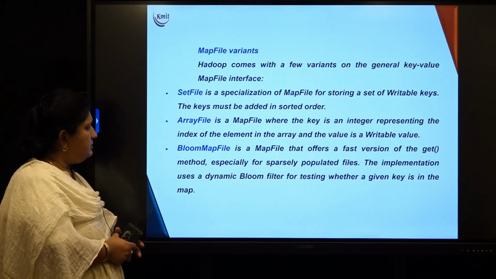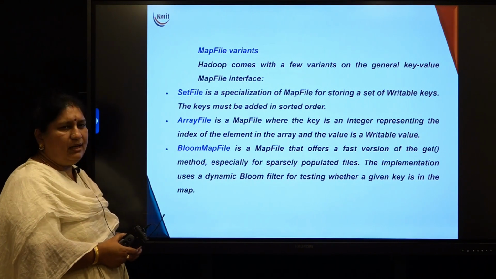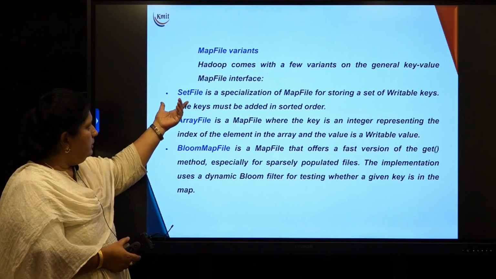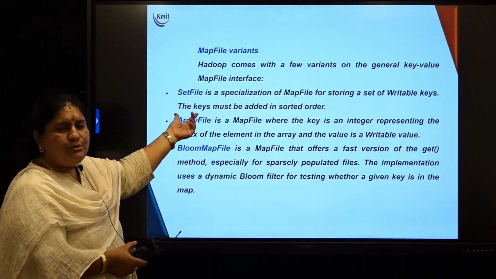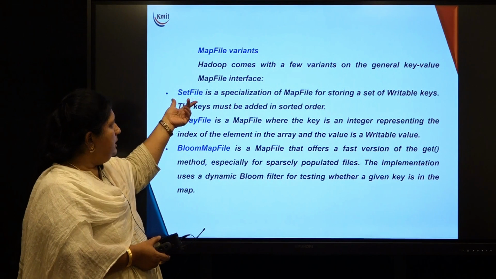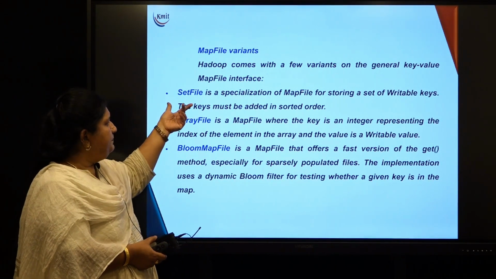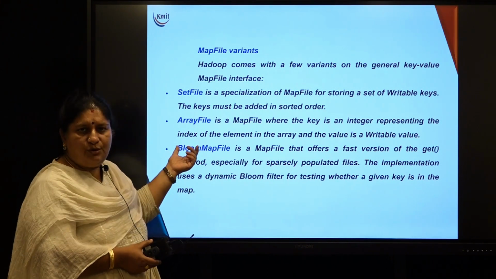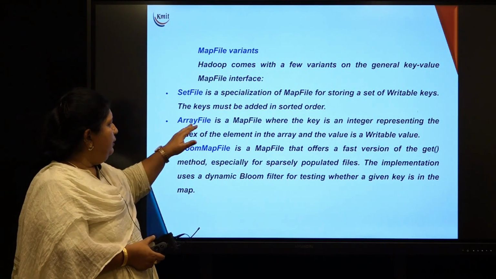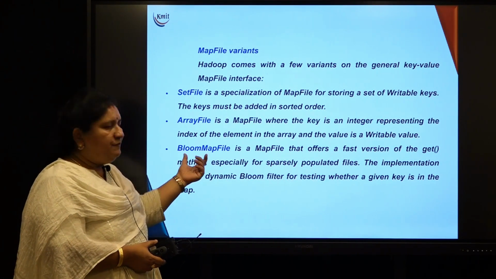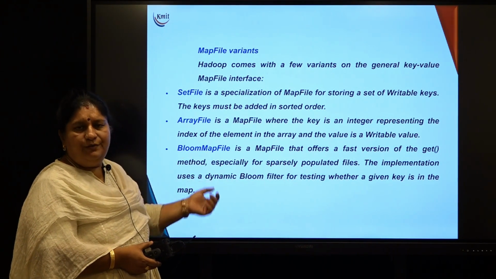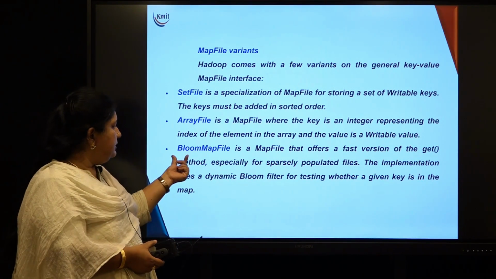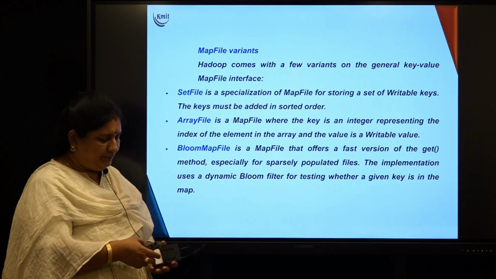Then, map file variants. There are various types of map files depending on how we are using them. If the key values are stored in sorted order, we go for something called a set file. Otherwise, if the key is an integer representing the index of the record location, we go for an array file. And if the file comes with a Bloom filter, which helps me look up whether a record exists or not, we call such files Bloom map files.